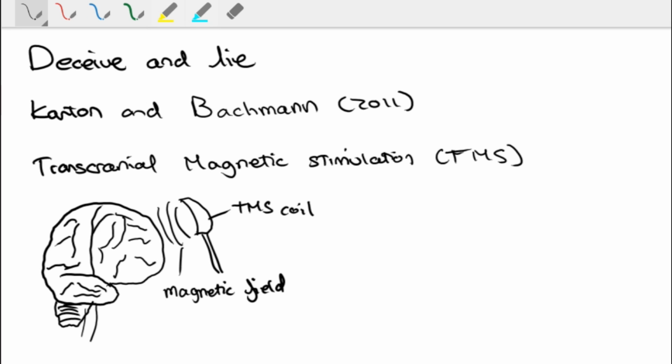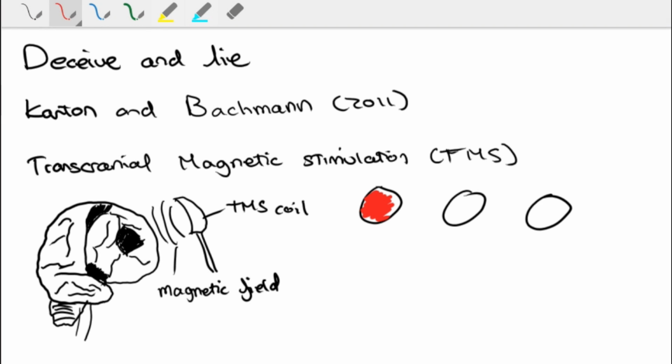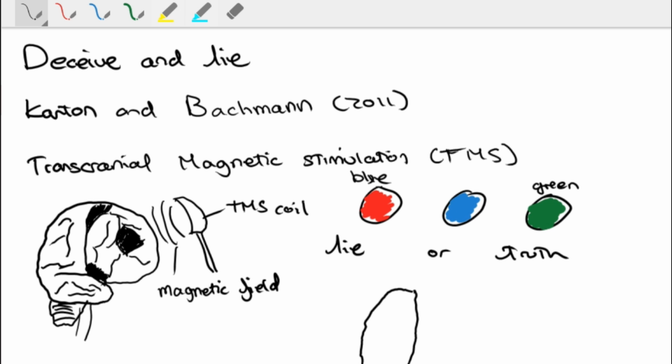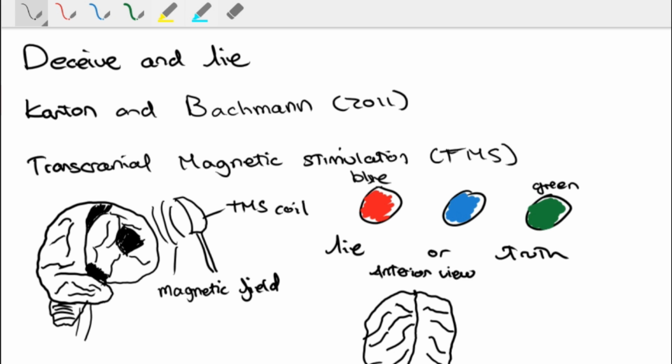Carton and Backman used this device on their participants to shut down the dorsolateral prefrontal cortex while they were shown colored discs and were told to either tell the truth or lie at their own will. And they found that shutting down the right hemisphere in this region of the prefrontal cortex decreased the rate of lying, while doing the same to the left hemisphere, there was an increase in lying.